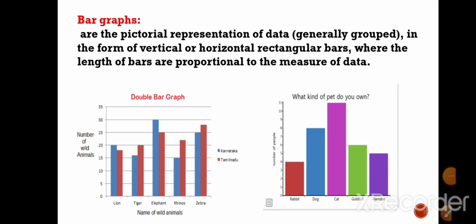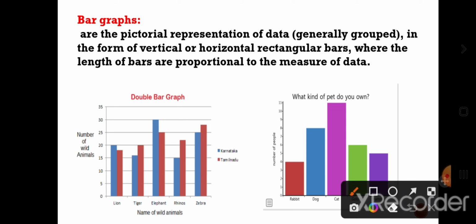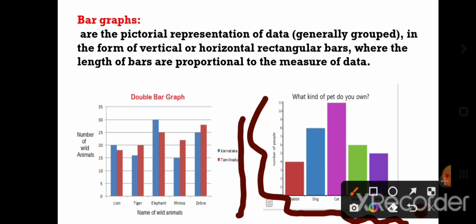So first we have the bar graphs. Bar graphs are the pictorial representation of data in the form of vertical or horizontal rectangular bars, where the length of bars are proportional to the measure of data. They are also known as bar charts. Bar graphs are one of the means of data handling in statistics. We have numerous types of bar graphs. This is a single bar graph, and this graph is a double bar graph.